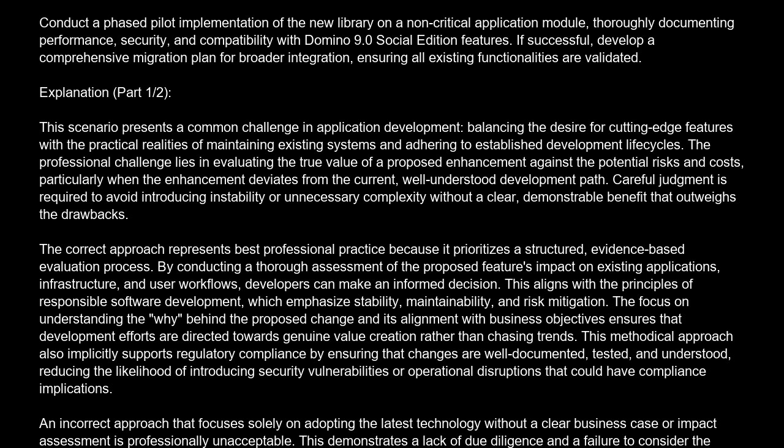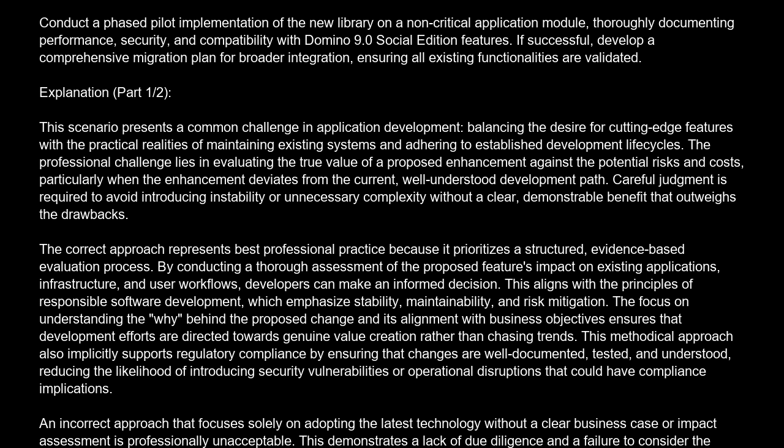Explanation. This scenario presents a common challenge in application development, balancing the desire for cutting-edge features with the practical realities of maintaining existing systems and adhering to established development lifecycles. The professional challenge lies in evaluating the true value of a proposed enhancement against the potential risks and costs, particularly when the enhancement deviates from the current, well-understood development path. Careful judgment is required to avoid introducing instability or unnecessary complexity without a clear, demonstrable benefit that outweighs the drawbacks.